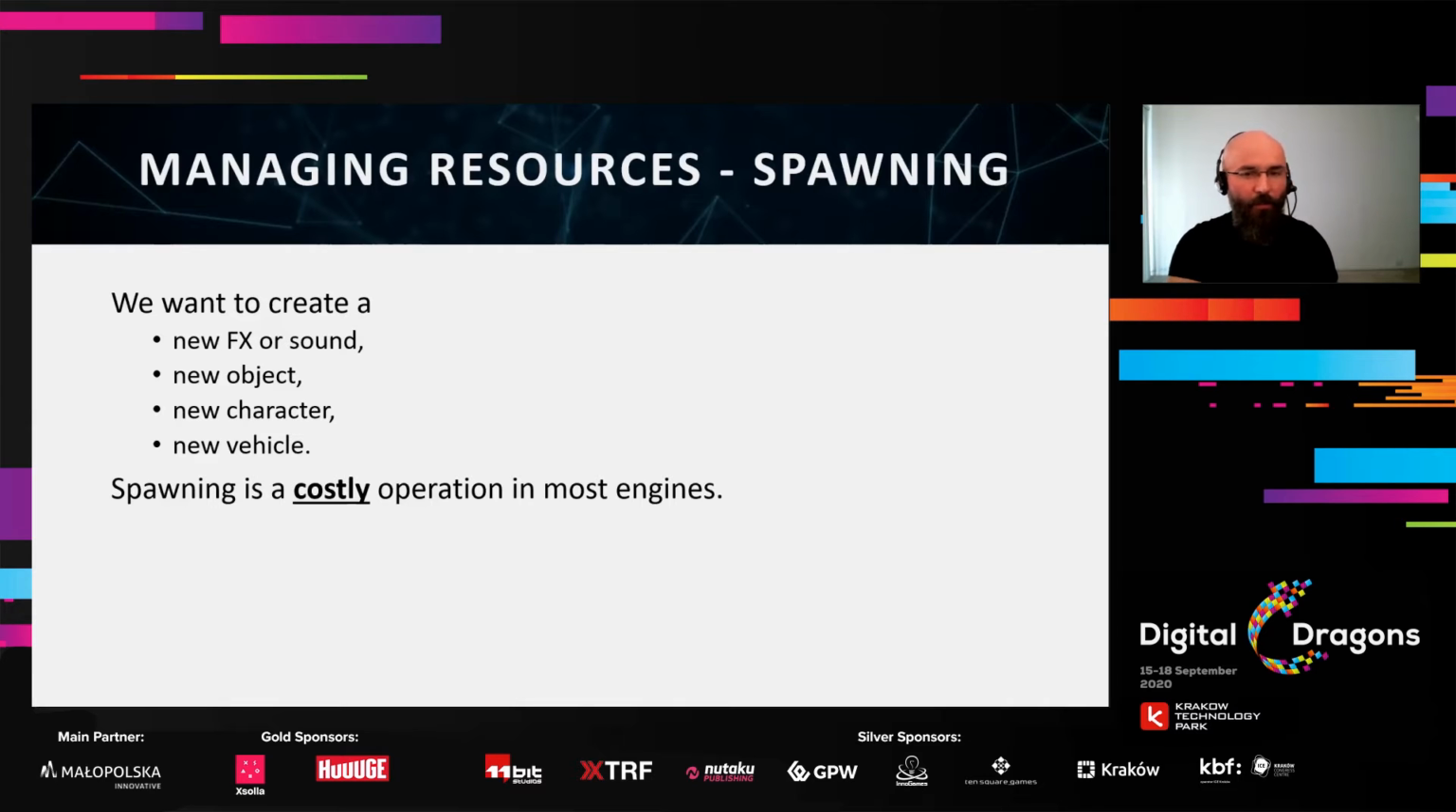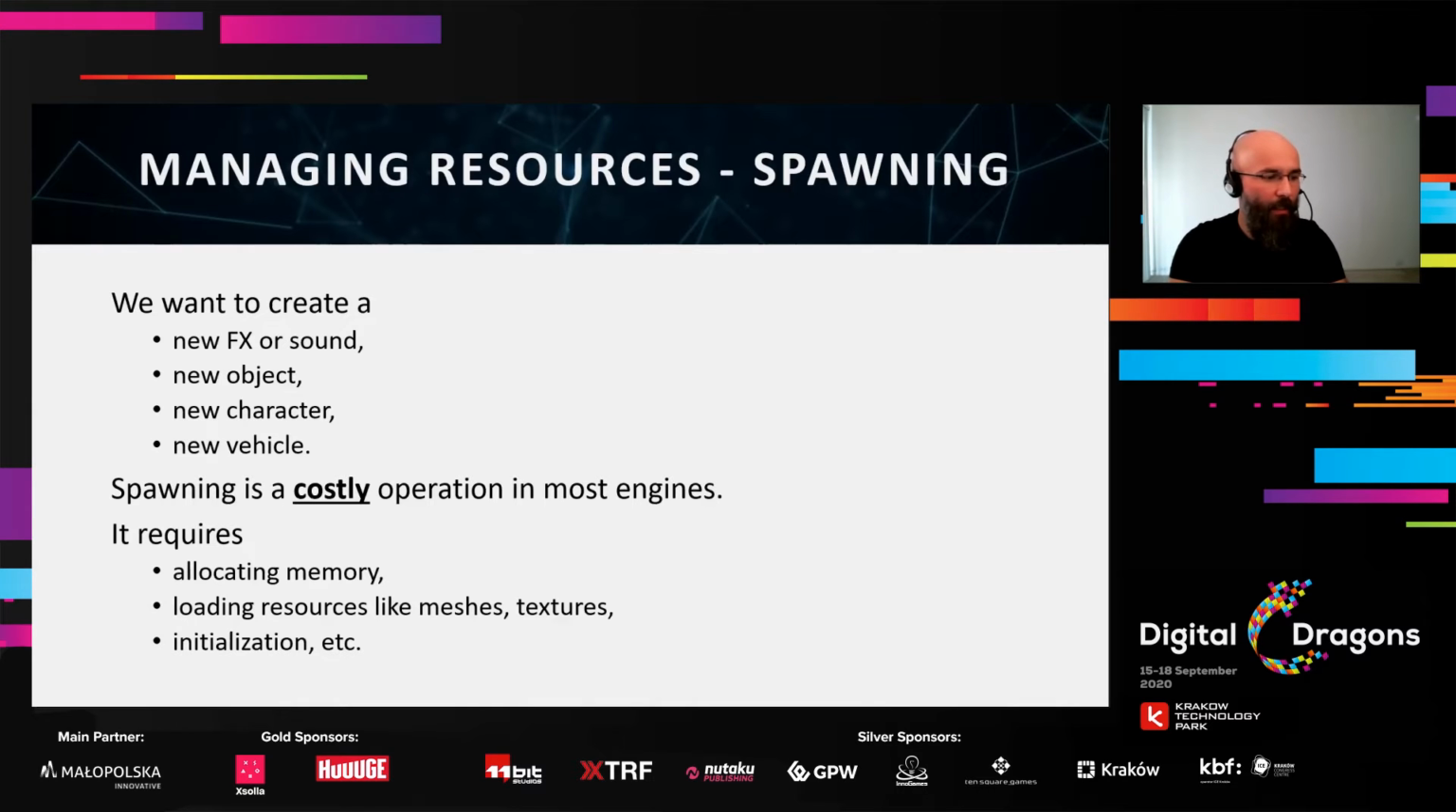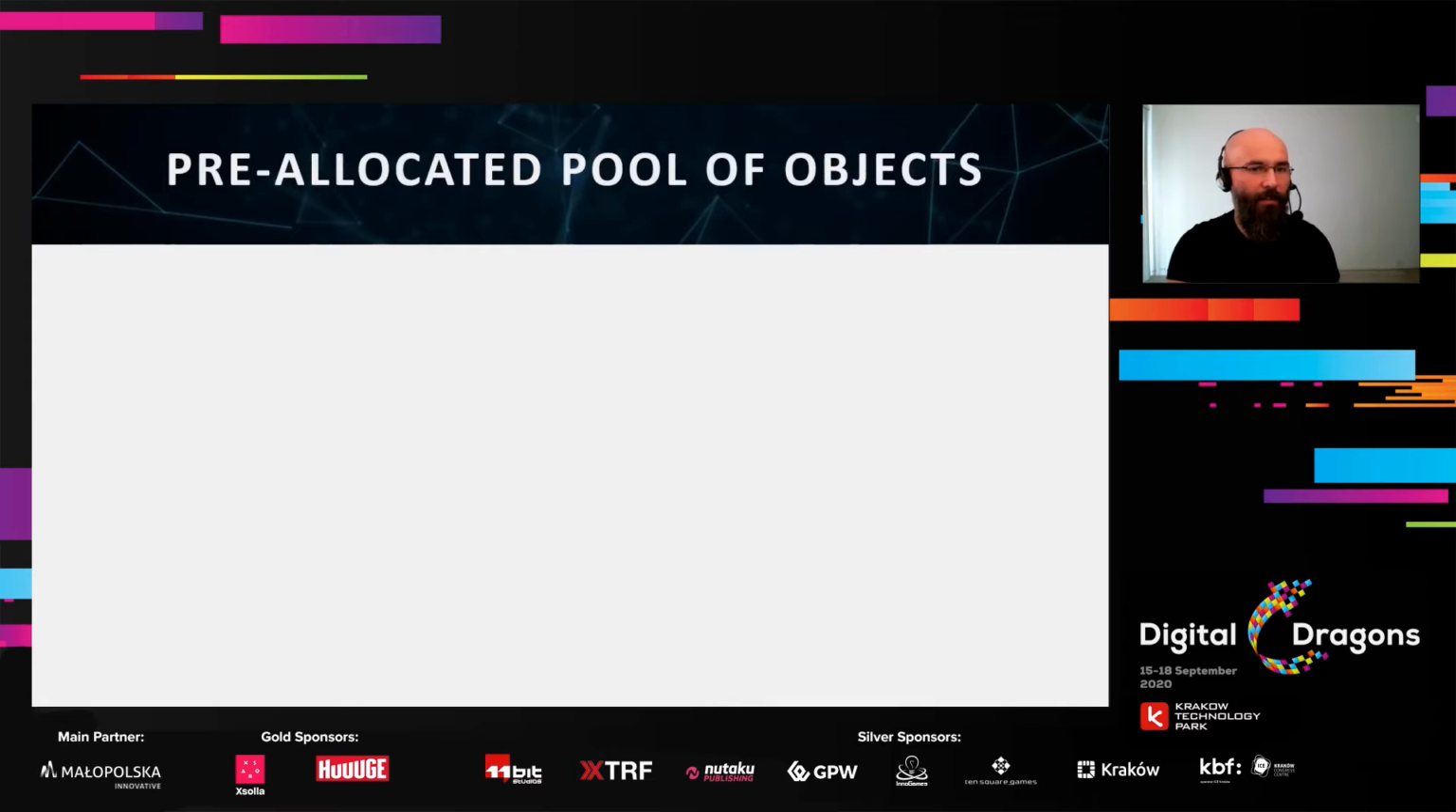Spawning usually is a very costly operation in most engines because it requires memory allocation, allocation of resources, loading of meshes and textures. It requires initialization of a lot of code and data. So usually this is a very, very costly operation. And there's a solution for that, very commonly used in many different games, which is called a pre-allocated pool of objects.